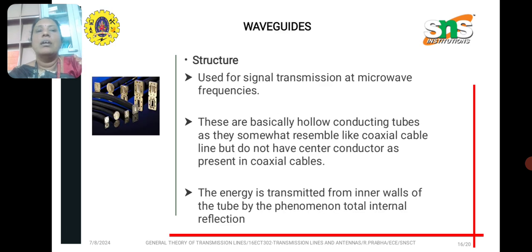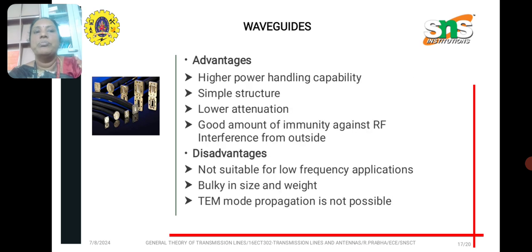Another type is the waveguide, a special type of transmission line used for signal transmission at microwave frequencies. They are basically hollow conducting tubes. They resemble coaxial cable lines but do not have the center conductor present in coaxial cables. The energy is transmitted from the inner walls of the tube by the phenomenon called total internal reflection.